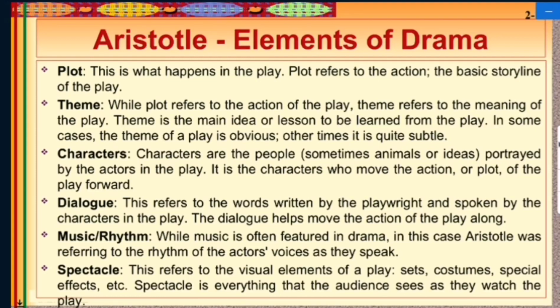And the last one is spectacle. This refers to the visual element of a play, that is sets, costumes, special effects, etc. Spectacle is everything that the audience sees as they watch the play. Props, someone says that it is props, we will discuss later on in elements of drama, where spectacle is also there as an element. So Aristotle wrote the elements of drama some 2000 years ago, and these are the essentials of writing any drama that makes a drama very effective and interesting too.